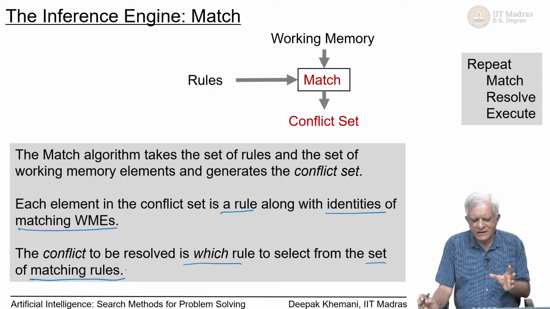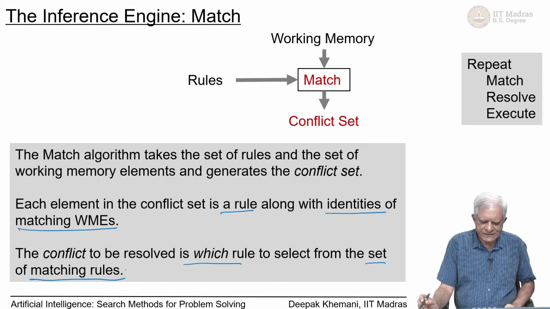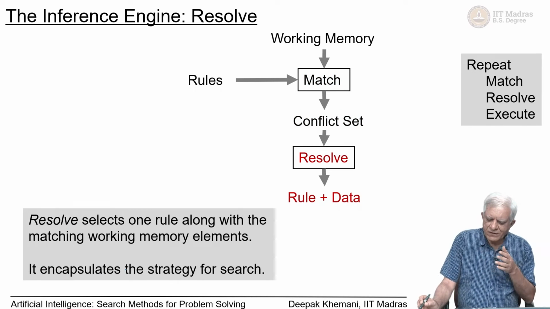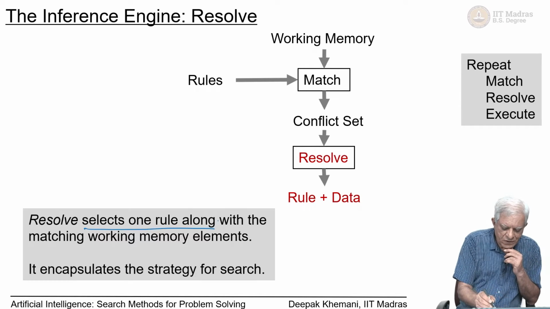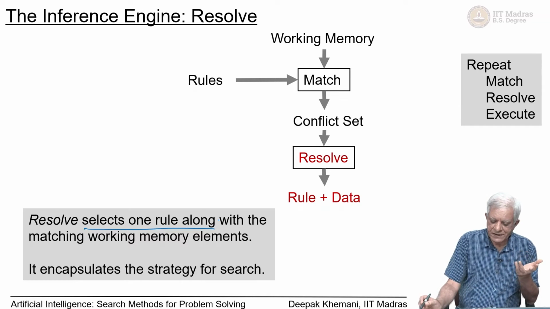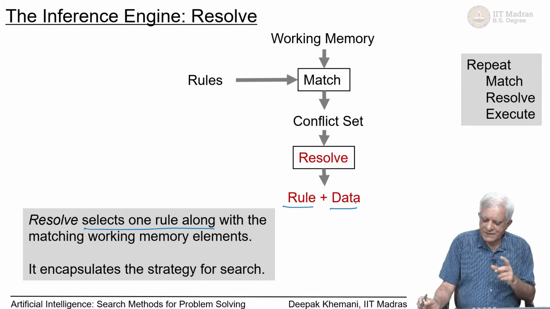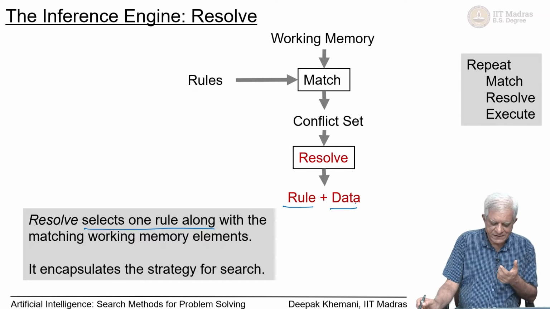It has been stated that match is the most time consuming part of a rule based system. Having got the conflict set, the next stage is resolve. What does resolve do? It selects one rule along with the matching working memory elements. So, it selects the rule to be executed or fired plus the data which is matching that rule, because that is what is stored in the conflict set.